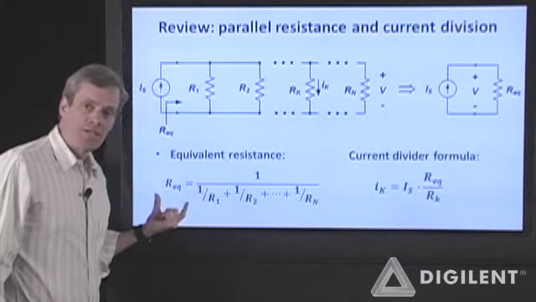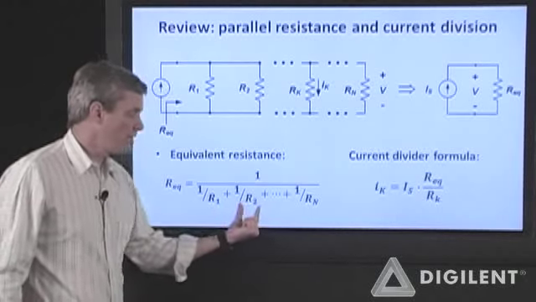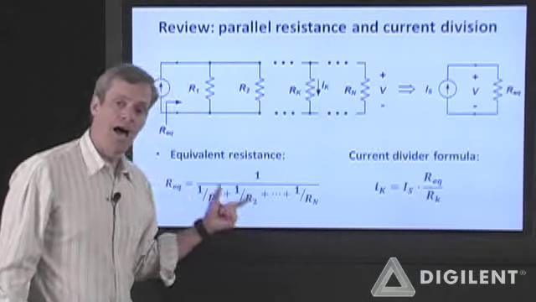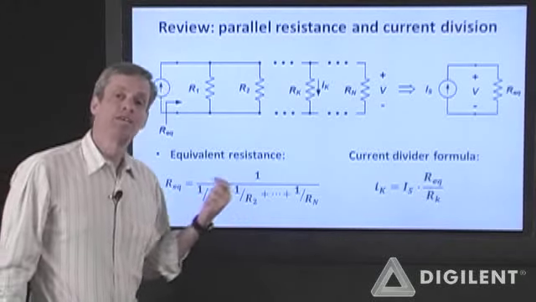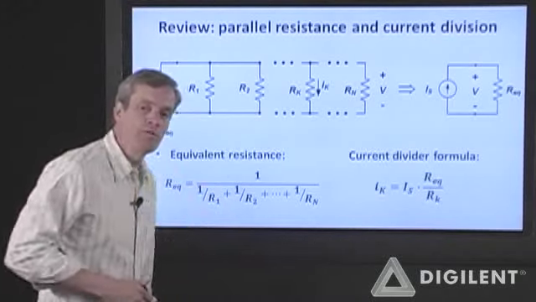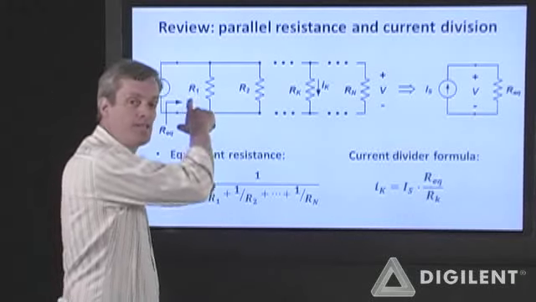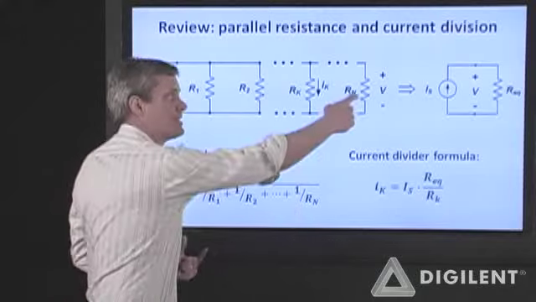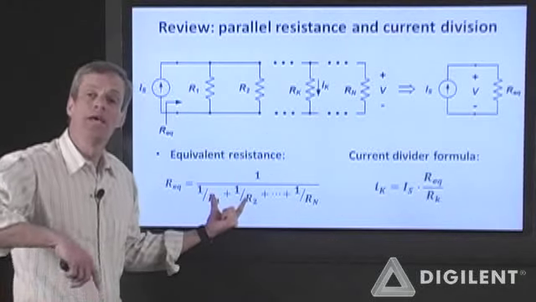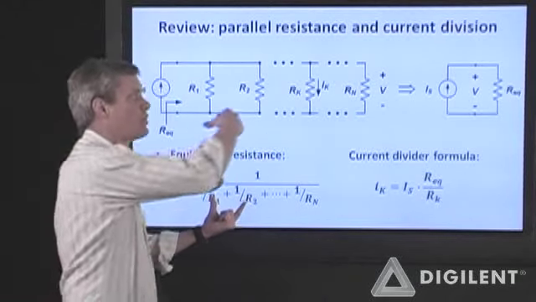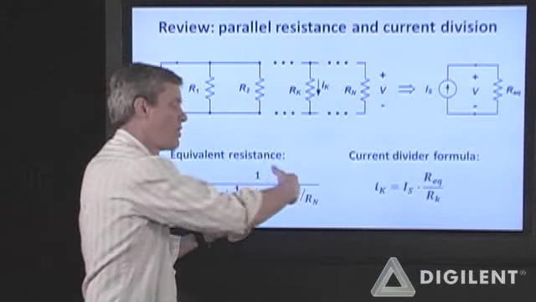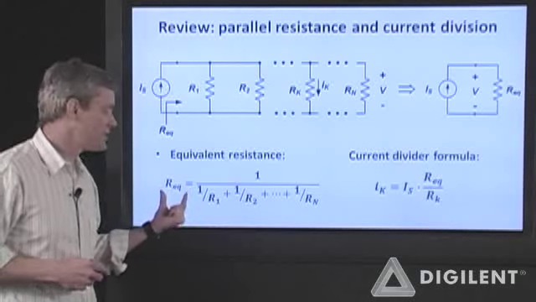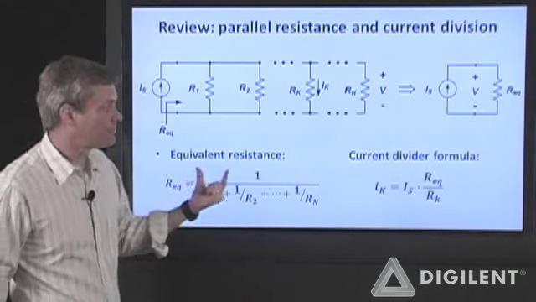For equivalent resistances of parallel combinations, you invert each of the individual resistances. Add those up and then invert the result. As we mentioned last time, we're actually working with something called conductance. Conductance is the inverse of resistance. So I add up all the conductances of these individual resistors. That gives me the conductance of the total overall parallel combination. 1 over that total combination conductance gives me the equivalent resistance.